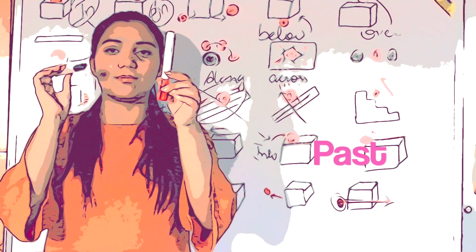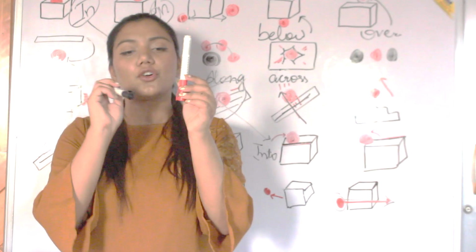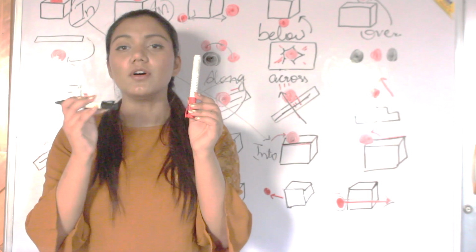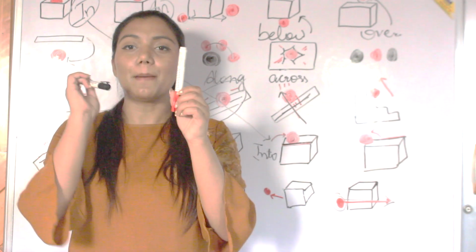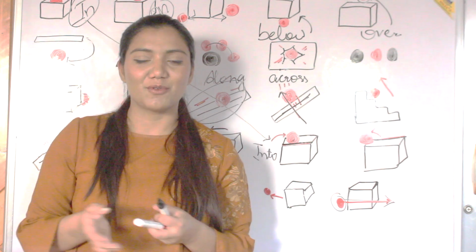For example, this black pen, if it moves past the red pen, it means it crossed the red pen. So what do I say? It's moving past the red pen. Okay, so these were all the prepositions.